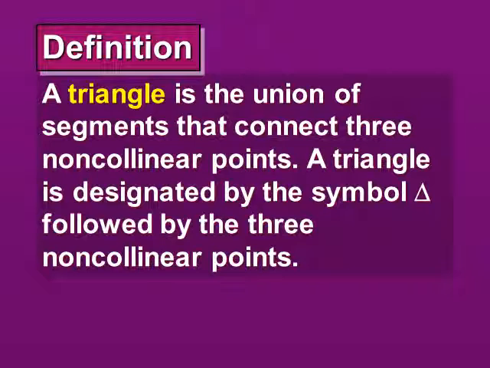So a triangle is the union of segments that connect three non-collinear points. A triangle is designated by the symbol, there's a little triangle, followed by the three non-collinear points. Okay, so here order doesn't matter. You can call a triangle ABC, CAB, BCA, because they are all vertices.